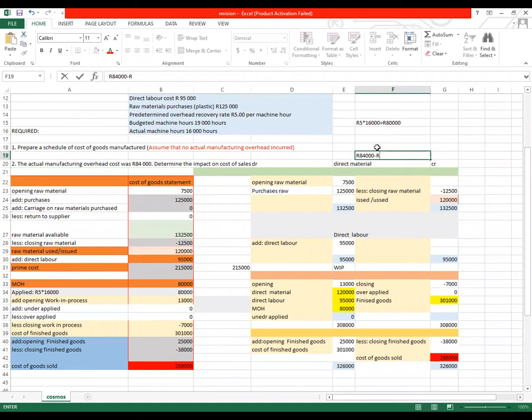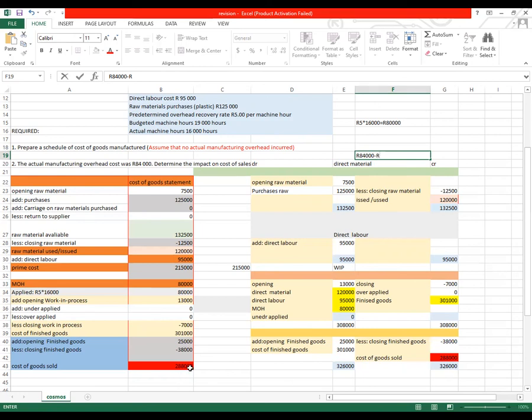Remember, guys, before we calculated 80,000. You still remember the 80,000? Here we assumed that we don't have the actual one. Now, guys, we have the actual one, and then we're going to adjust what?